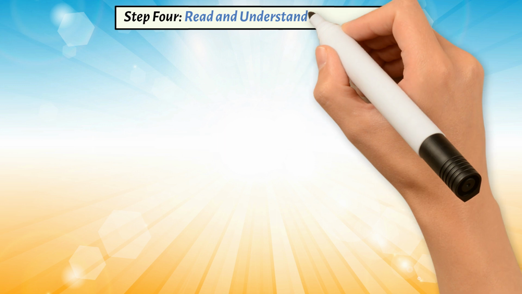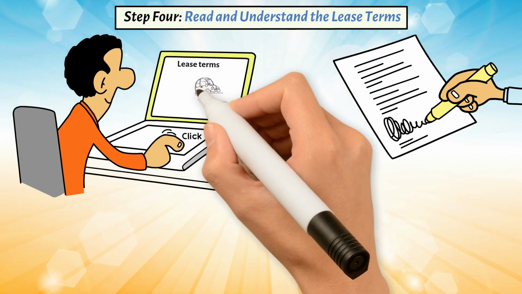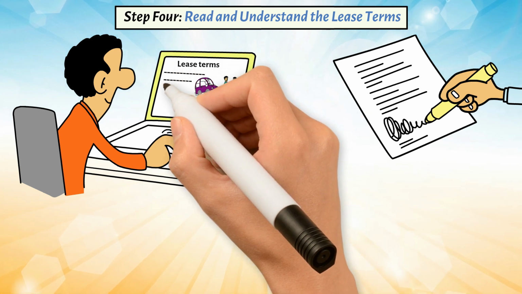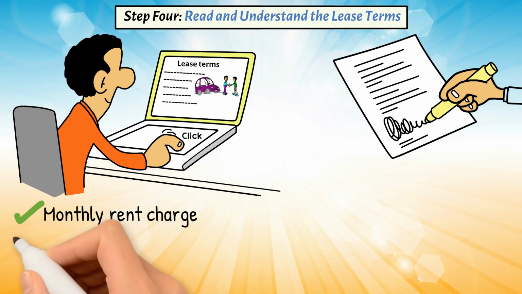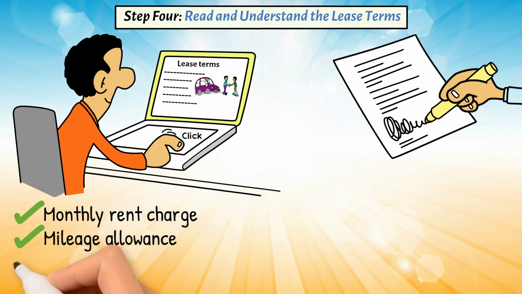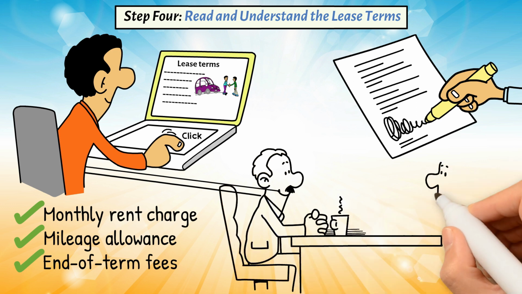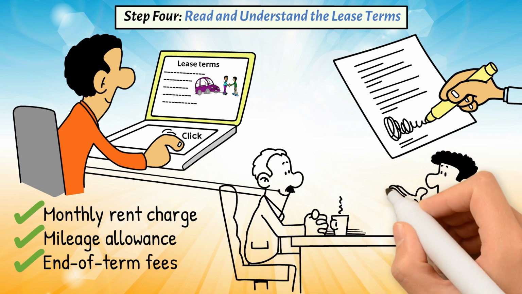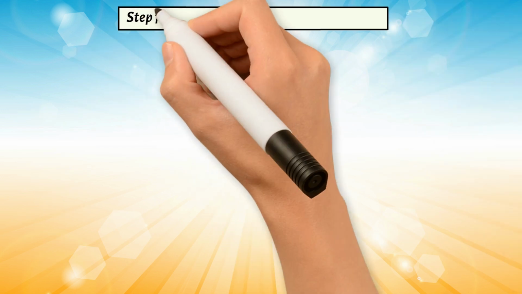Step 4. Read and understand the lease terms. Before signing any paperwork, it's essential to read and understand the lease terms in their entirety. This includes understanding the monthly rent charge, mileage allowance, and end-of-term fees. If you don't feel comfortable with any aspects of the contract, be sure to discuss these points with the dealer before moving forward.